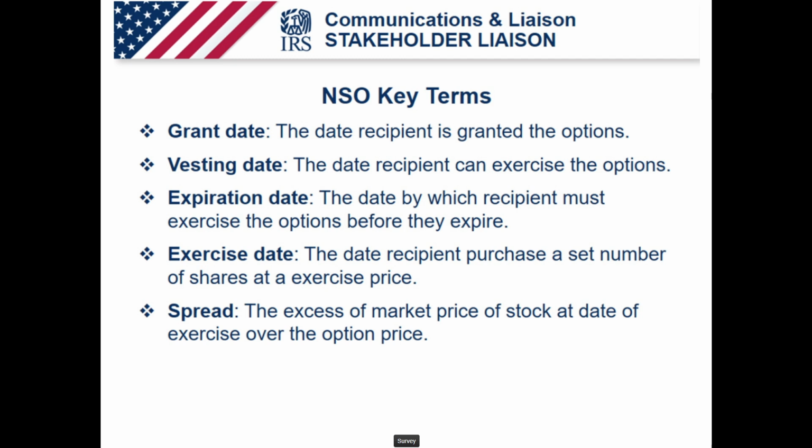The exercise date is the date on which the employee elects to exercise their right to purchase the stock option at a predetermined price. And the spread is the difference between the fair market value of the stock share at the date of exercise and the original exercise price, also referred to as the option price or strike price. Now, let's move on to how NSOs are taxed.